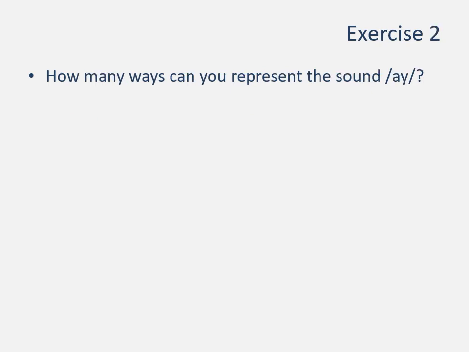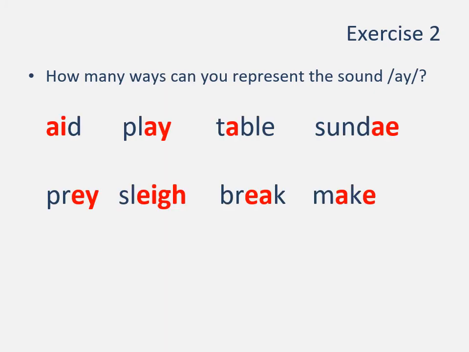How many ways can you represent the sound A? Here are my examples. AI as in aid, AY as in play, the A on its own as in table, AE as in Sunday, EY as in pray, EIGH as in sleigh, EA as in break, and that A separated from the E in make. The two of them together, otherwise it would be Mac.